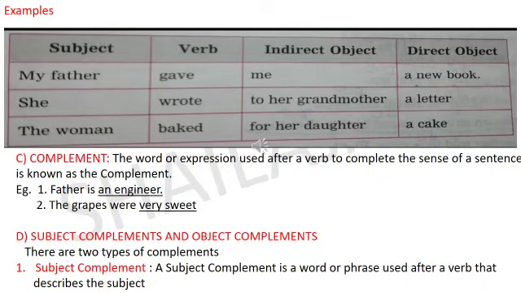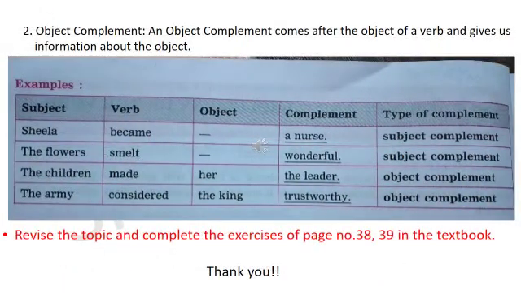There are two types of complements: subject complements and object complements. The subject complement is a word or a phrase used after a verb that describes a subject. So, a subject complement is a word or a phrase used after a verb that describes the subject. An object complement comes after the object of a verb and gives information about the object. Let's see the examples in the table on the screen, children.